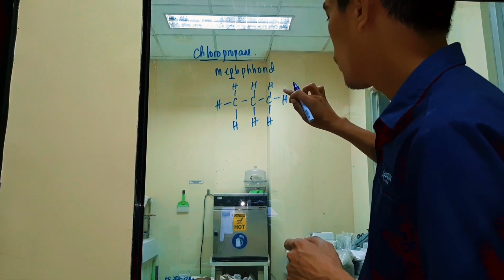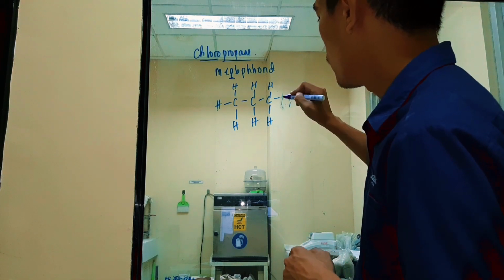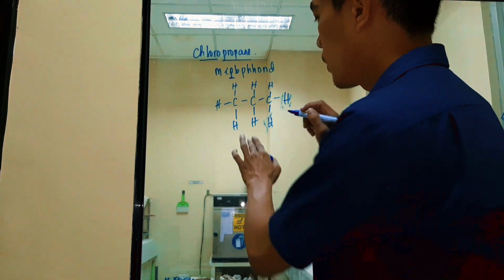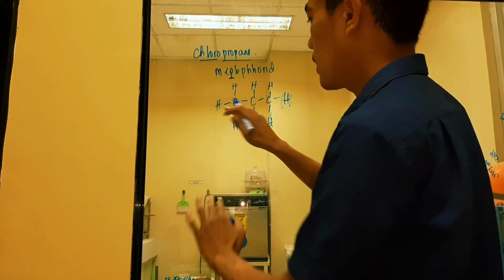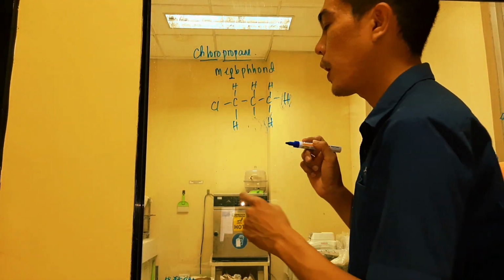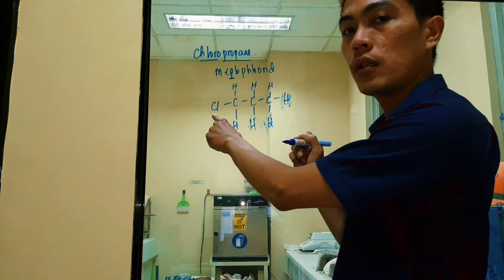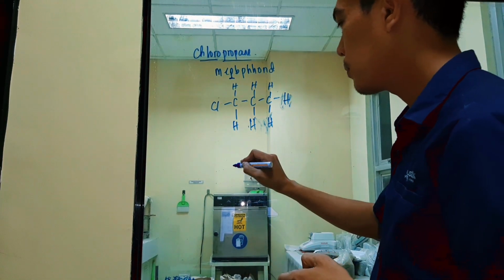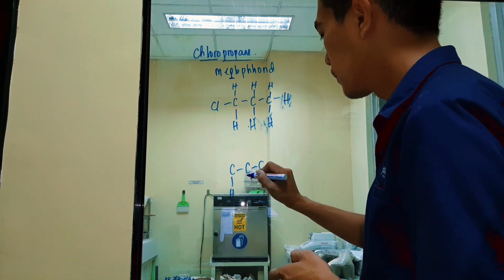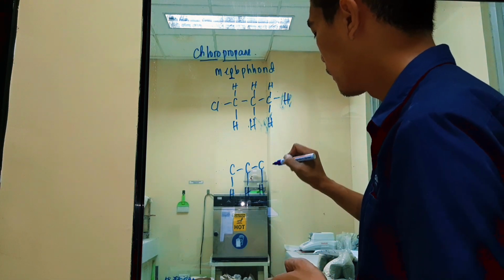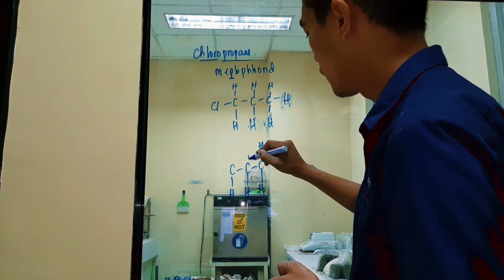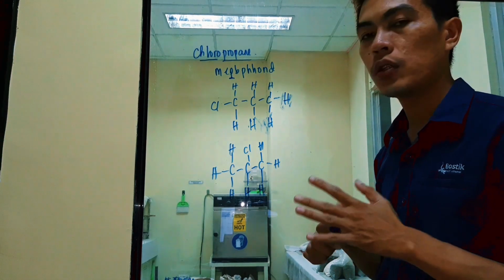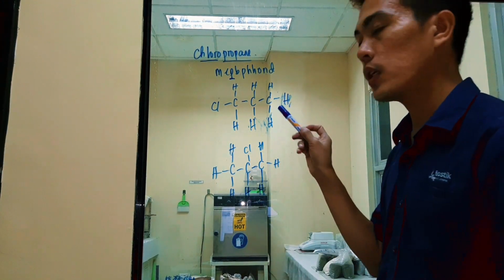So you can change Cl here, or you can change Cl here, or you can also do that here, or you can do that here. So either way. So let's try this one. So it can be an isomer of chloropropane. Another isomer of chloropropane will be this. So again, we have two isomers of chloropropane, this one and this one.